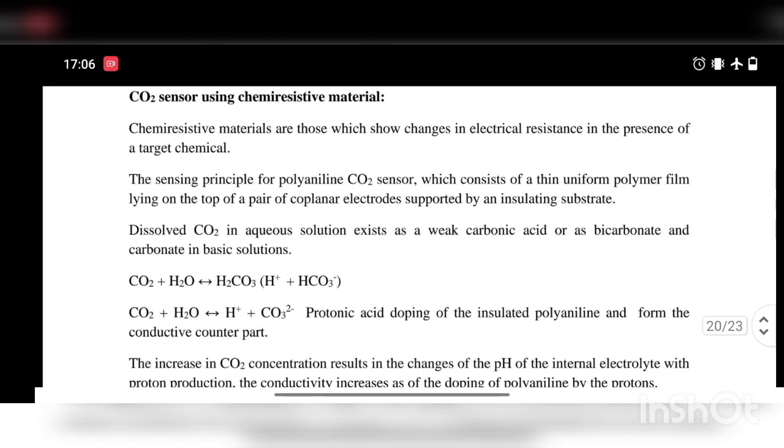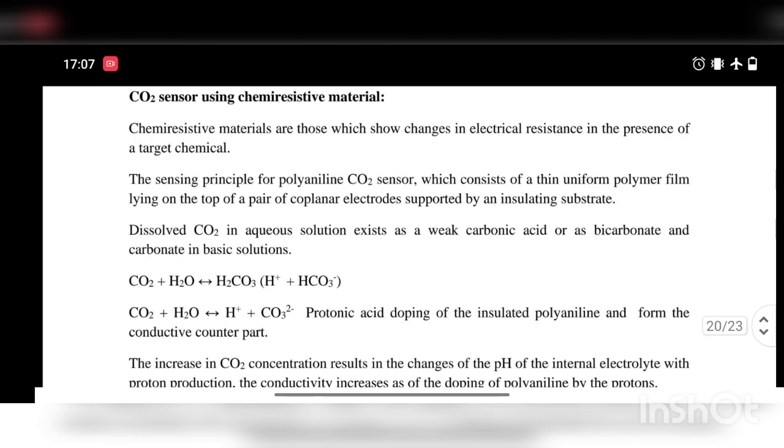These chemi-resistive materials can be conducting polymers or metal oxides, some nanoparticles, carbon materials like carbon nanotube, graphene. Also, all these substances can act as chemi-resistive materials. Chemi-resistive materials are those which show a change in electrical conductance or electrical resistance in the presence of a target material.